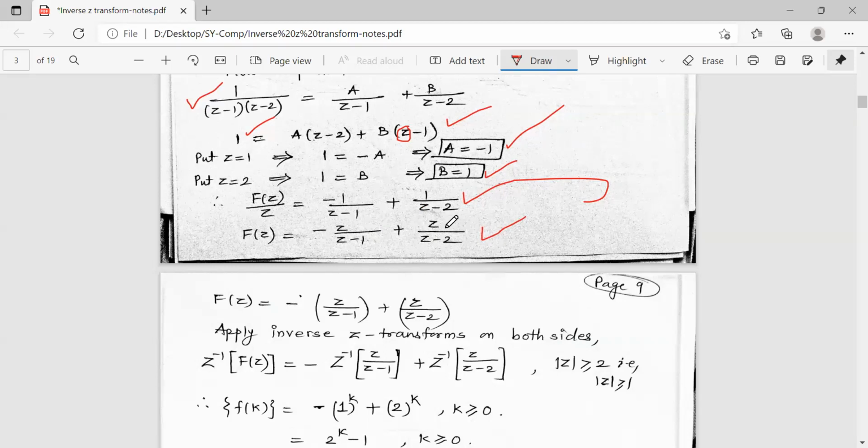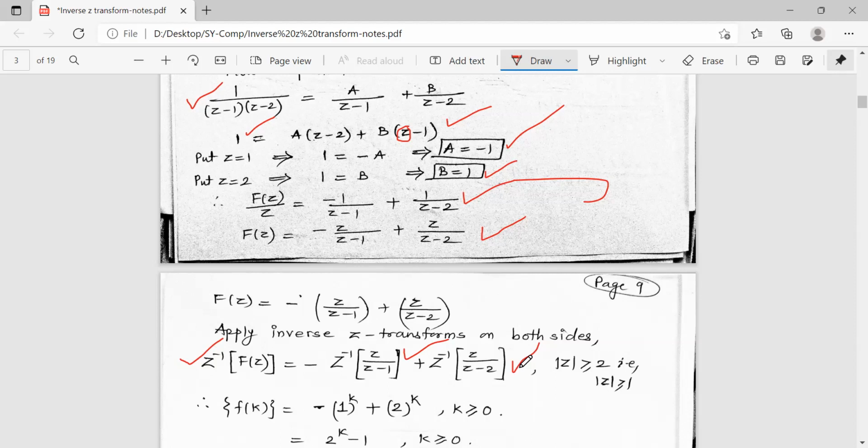Now you have to consider the inverse on both sides. The left hand side is the Z inverse of F(z), which is equal to the right hand side, with the minus sign taken out, Z inverse of z upon z minus 1, and for the second term, Z inverse of z upon z minus 2. By the standard formulae list, what is that? Z upon z minus 1.